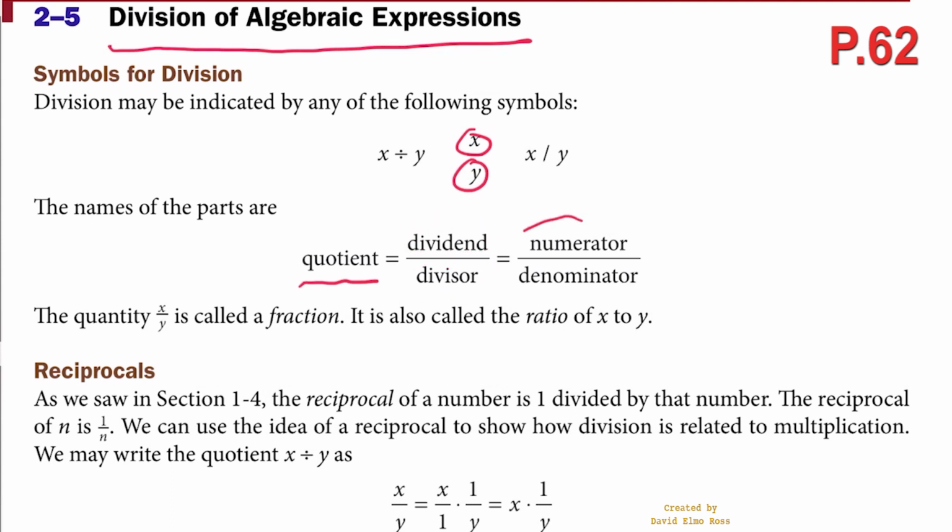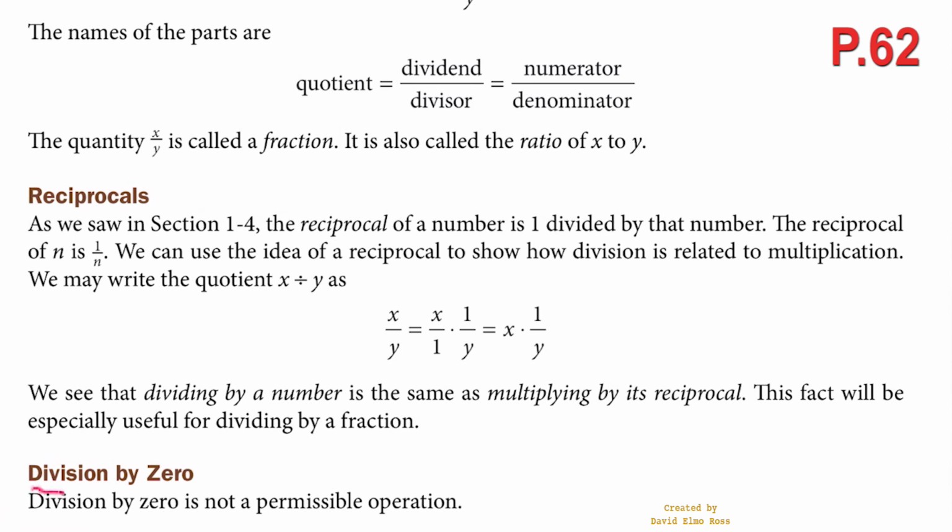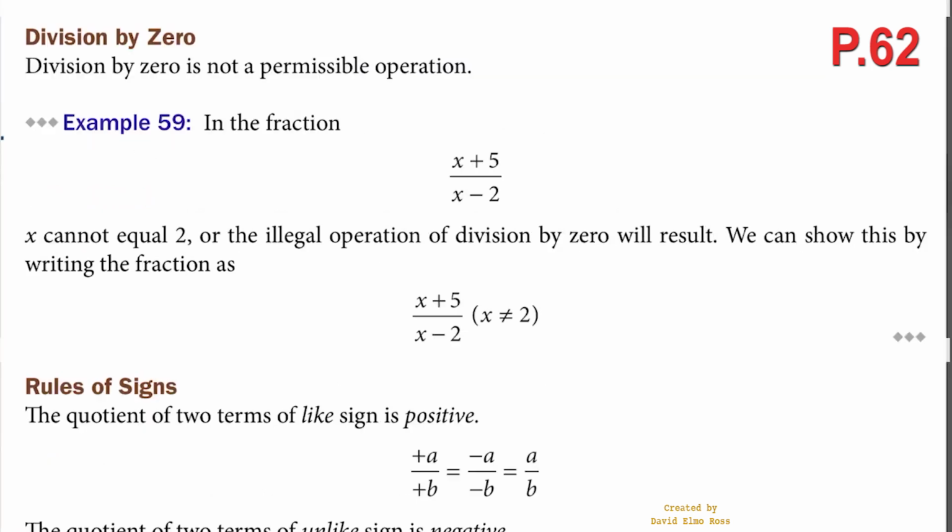But you can also call x the numerator and y the denominator. These terms are equivalent. The one thing you should never do is divide by 0. This will give you an invalid result. If we look at this expression here, we have to make sure that x is not equal to 2. If x is equal to 2, we have division by 0, which is going to give us an illegal operation. So we have to avoid that.